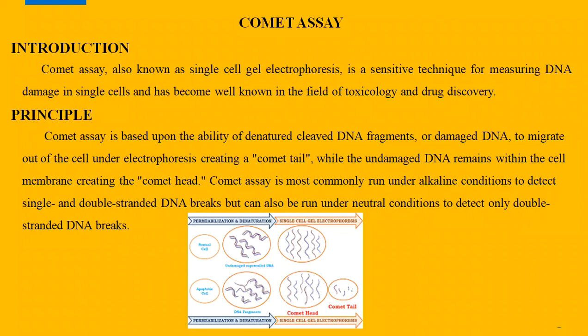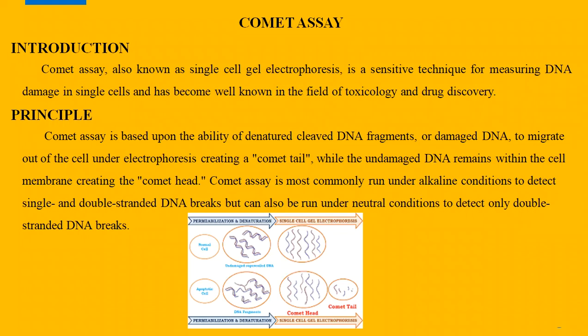So this comet assay is mostly run under the alkaline conditions in order to detect the single and double stranded DNA breaks, and also it can be done under the neutral conditions, but in order to determine both double and single stranded DNA, it is advisable to use the alkaline conditions.